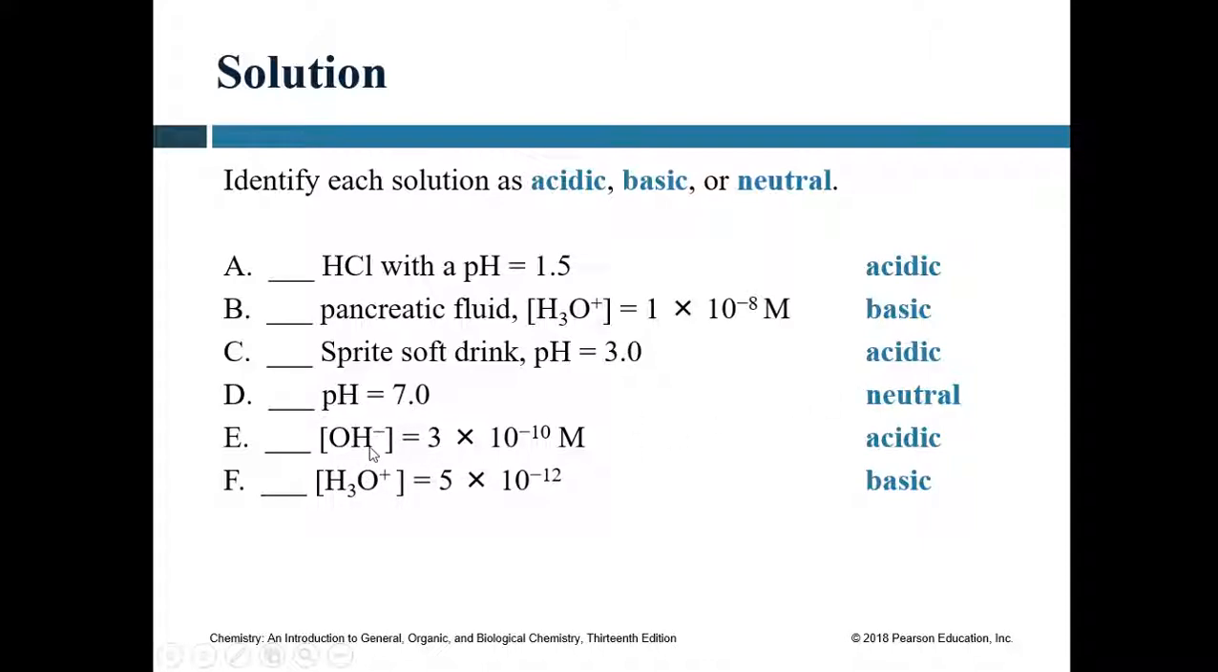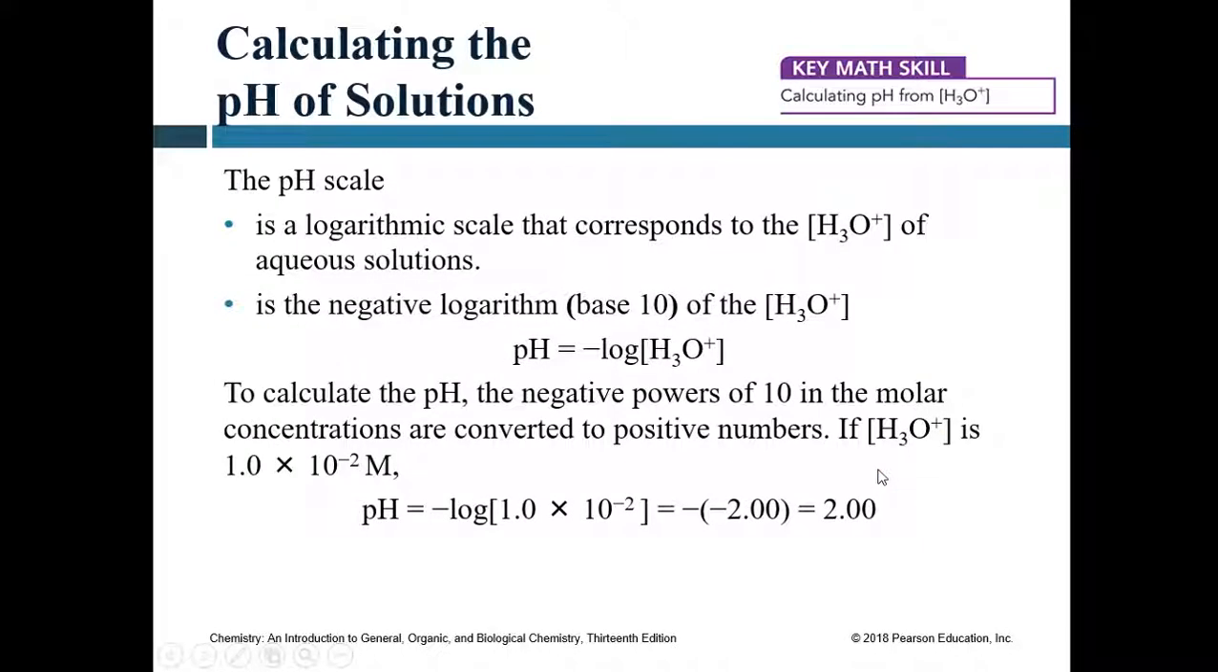The OH concentration is 3 times 10 to the negative 10. Well, in order to calculate that, remember when we think of the OH, we think of a base. So base, if that's less than negative 7, well then that means your base is not very much, so that's going to mean it's acidic. Our hydronium ion concentration is negative 12, which means it is less than negative 7. So that means that it doesn't have a whole lot, and that is a basic solution.